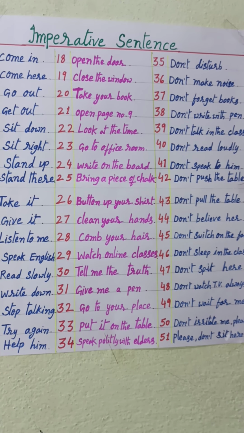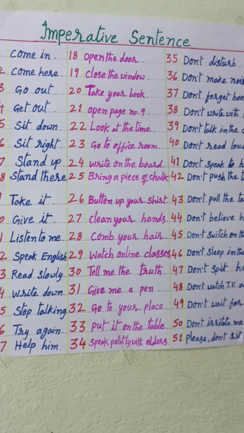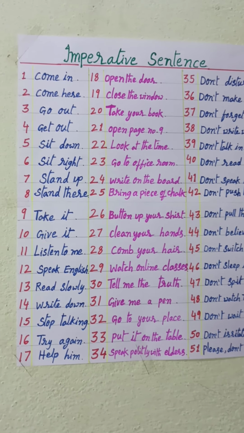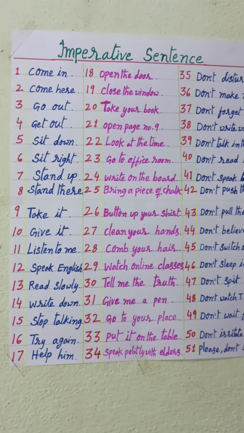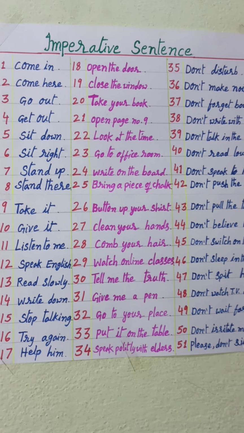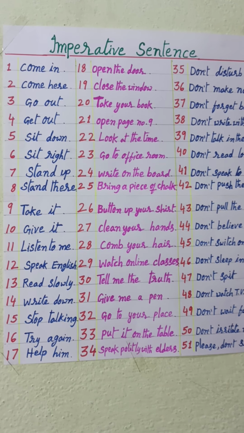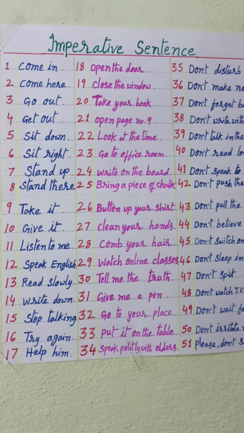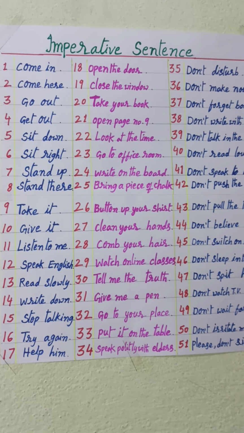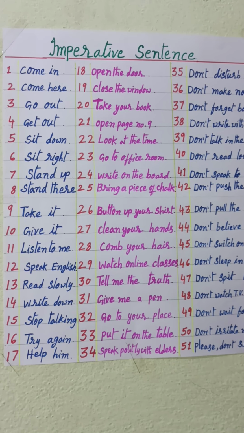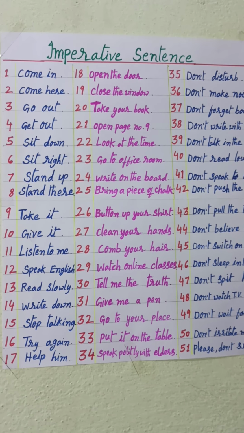Now we are going to learn about imperative sentence. Already we learned in the direct speech of imperative that imperative sentence does not have subject, because the subject you is usually understood. So imperative sentence begins or starts with a present verb, that is V1 or base form of verb.